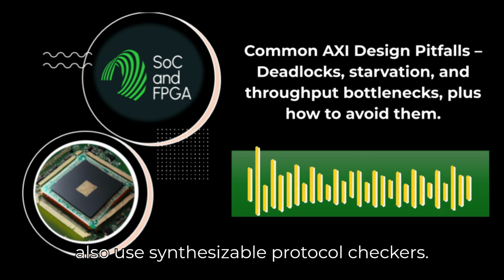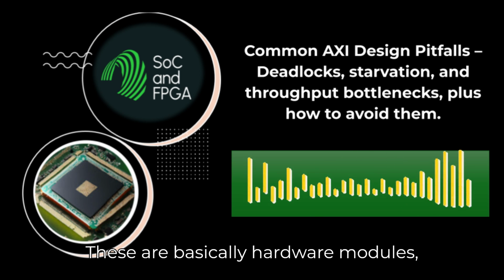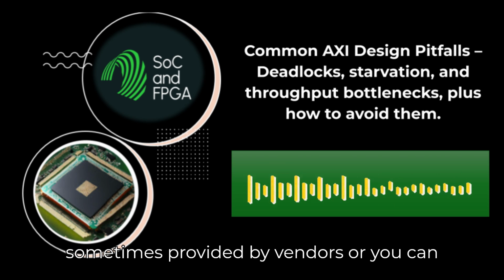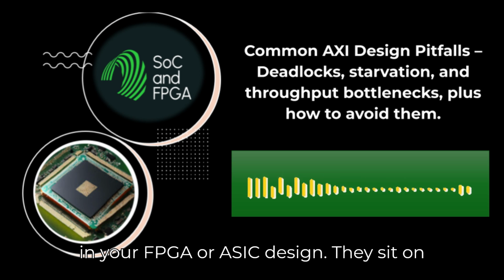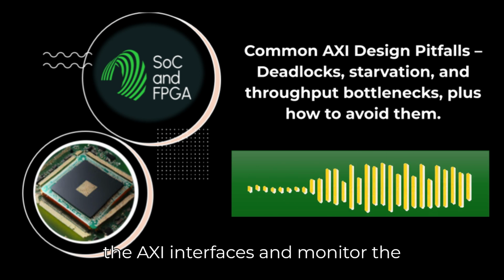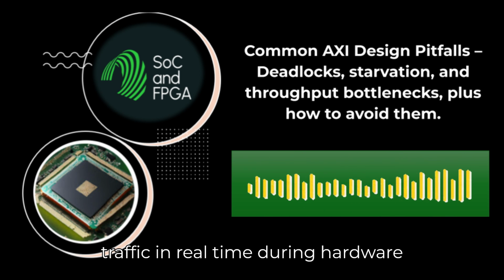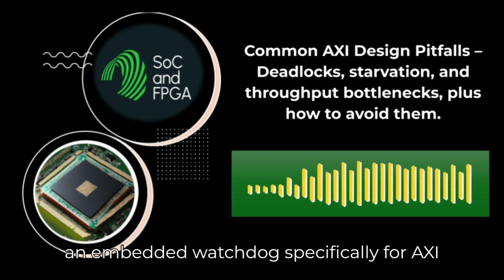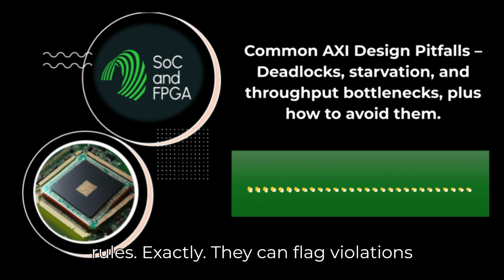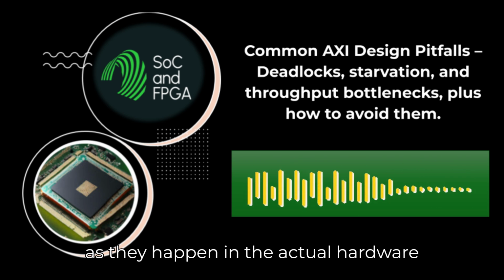You can also use synthesizable protocol checkers. These are basically hardware modules, sometimes provided by vendors, or you can write them, that you instantiate directly in your FPGA or ASIC design. They sit on the AXI interfaces and monitor the traffic in real time during hardware testing or even in the final system. Like an embedded watchdog specifically for AXI rules. Exactly. They can flag violations as they happen in the actual hardware environment.